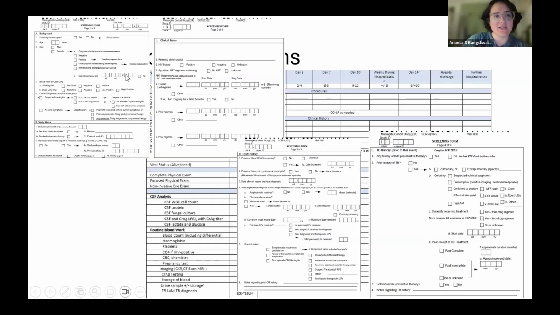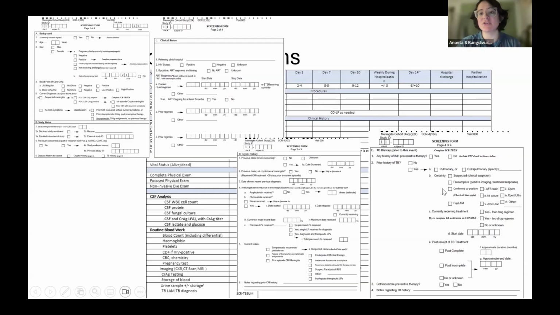Were they in a previous study for us? The second page was everything HIV. What's their HIV status? Are they on ART? If so, what regimen? Then page 3 was everything with their cryptococcal meningitis history. Did they have previous screening? Were they previously on antifungals, etc.? We needed to know all of that.